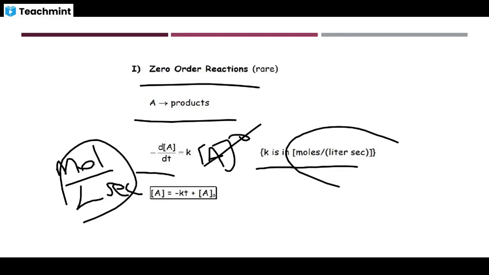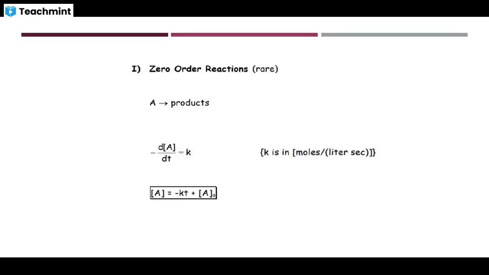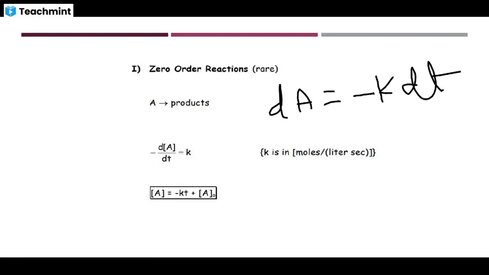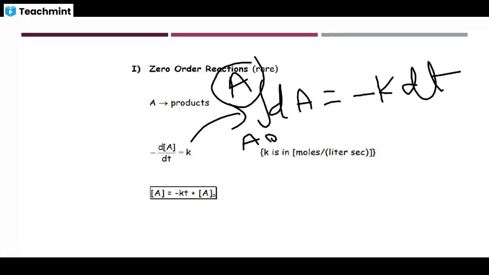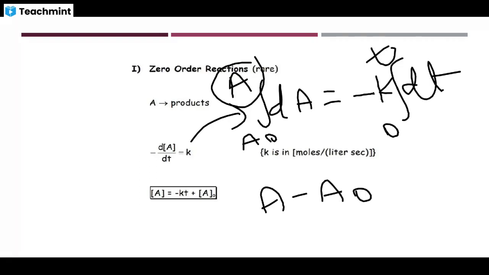Then, rearranging this equation slightly, dA equals minus k dt. Integrate with respect to A from A0 to A, where A0 is the initial concentration of A and A is the concentration of A at time t, and time from 0 to t. If you integrate this, you get A minus A0 equal to minus kt.